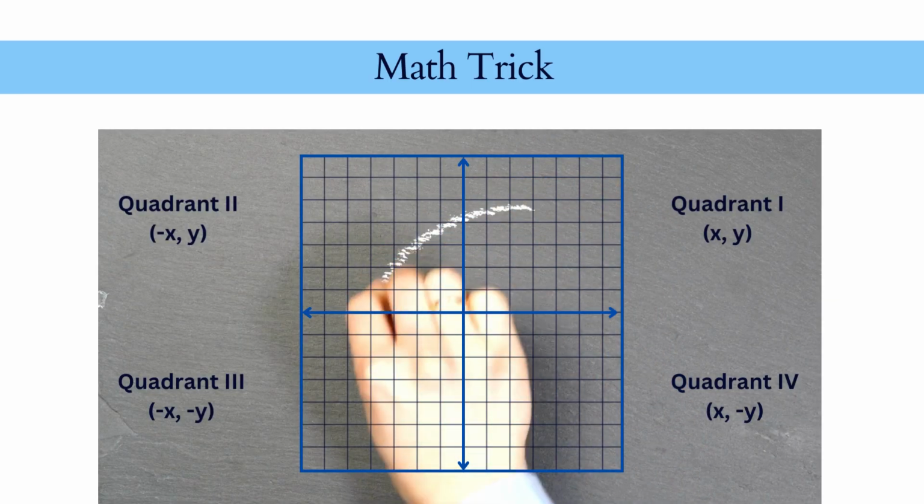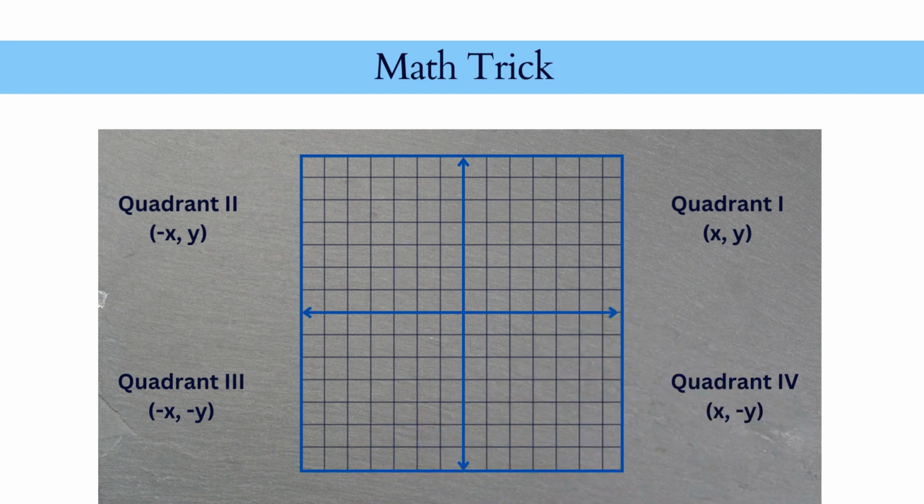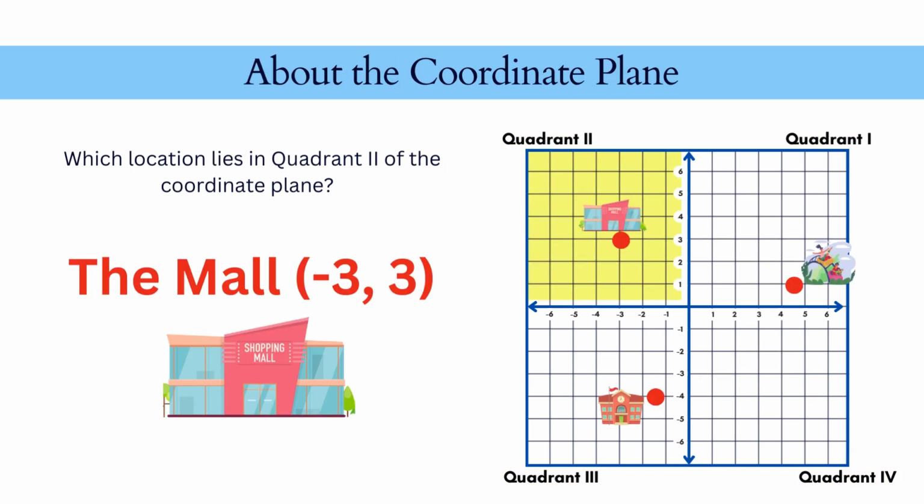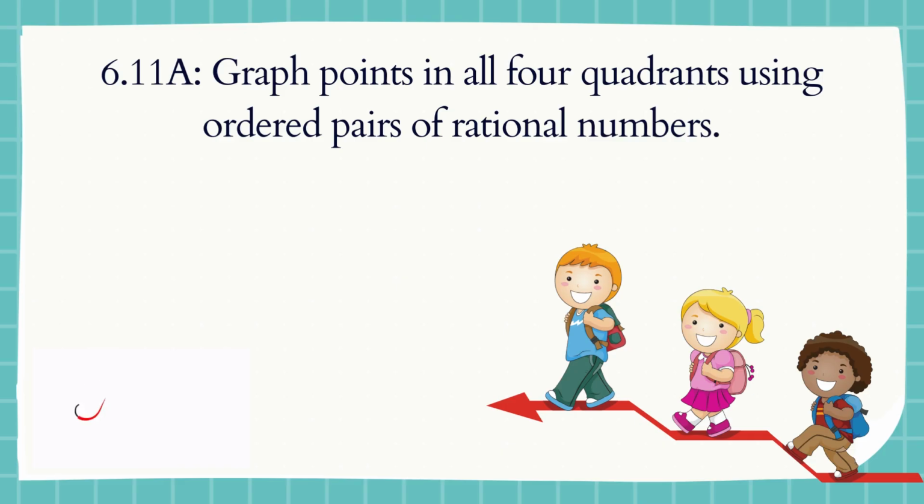Remind students about our math trick. Draw the letter C and label the 4 quadrants. The location that lies in quadrant 2 is the mall at -3, 3.